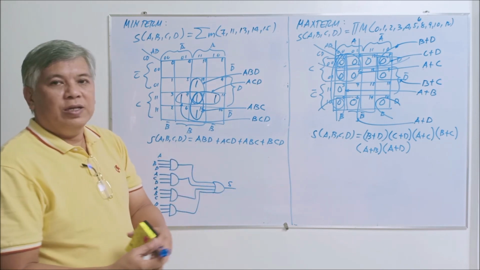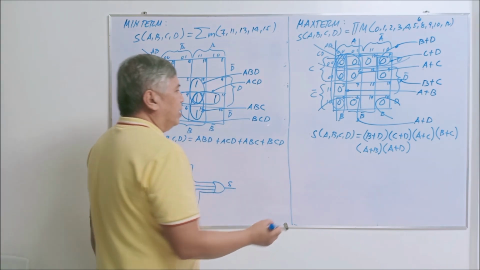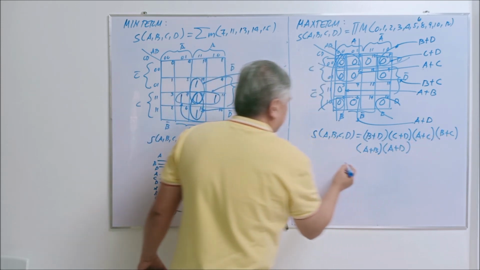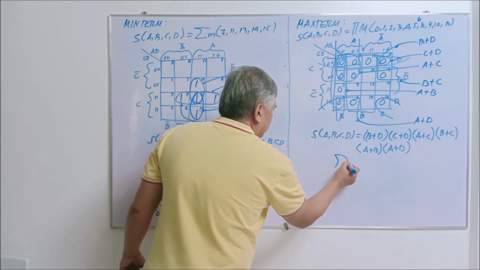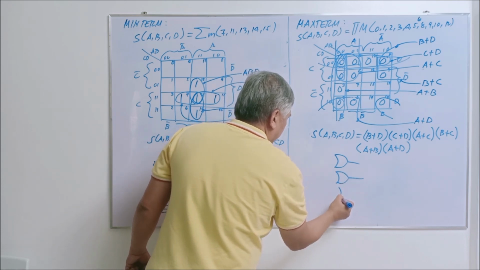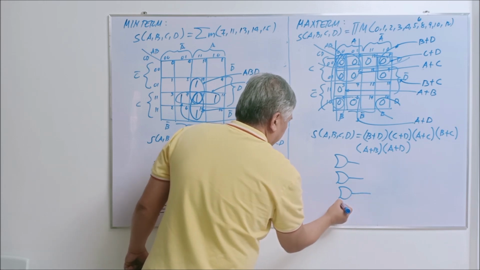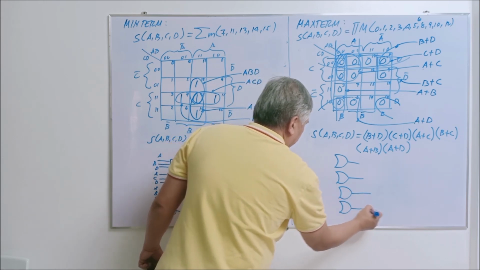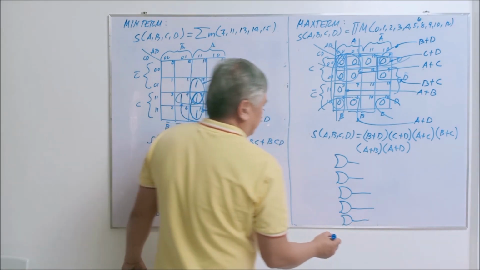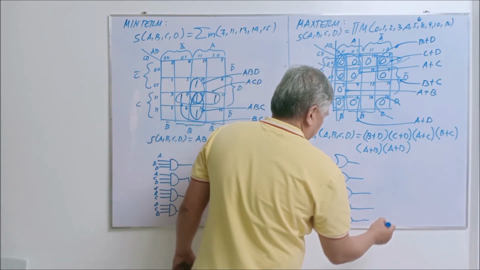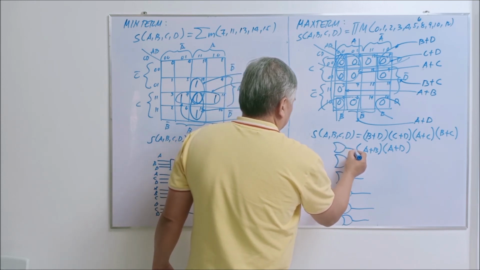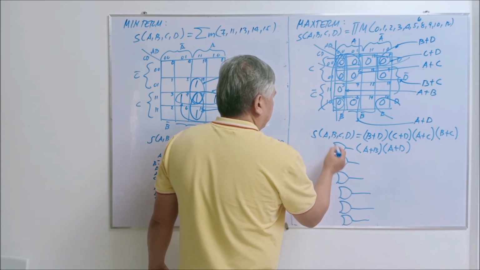Then we draw the simplified logical circuit equivalent. So, how many OR gates? 1, 2, 3, 4, 5, 6. 6 OR gates. 1, 2, 3, 4, 5, 6. Okay? 1, 2, 3, 4, 5, 6.